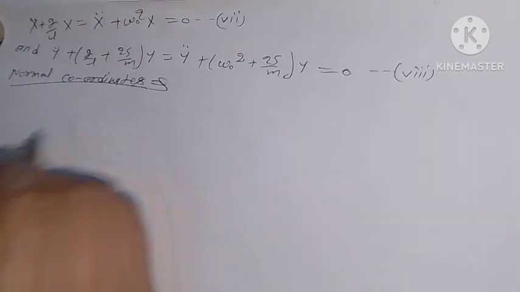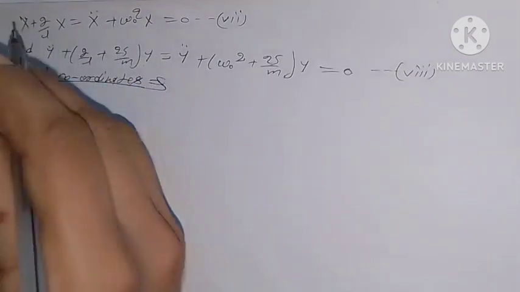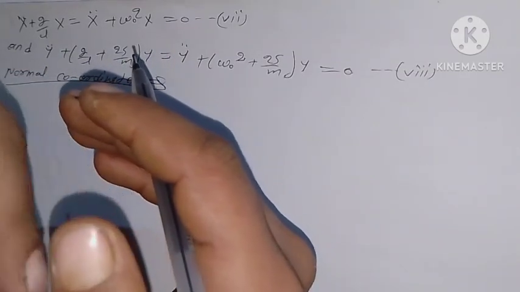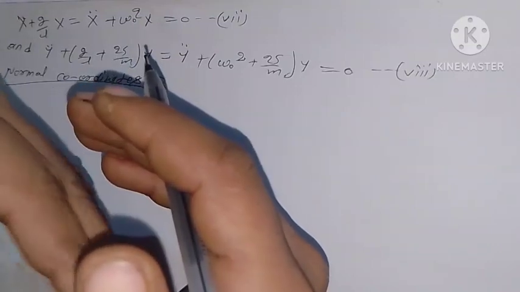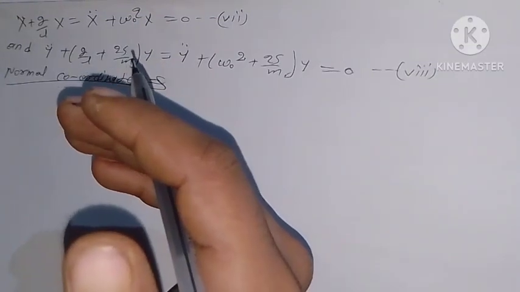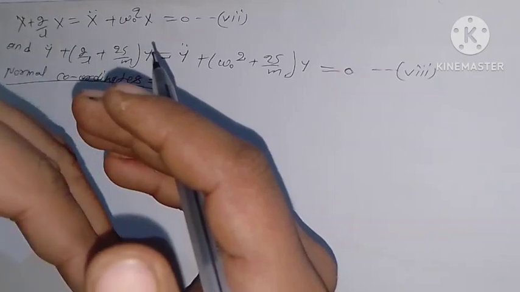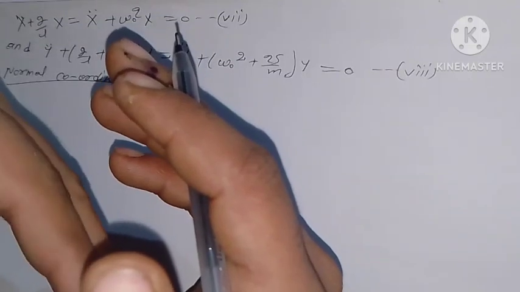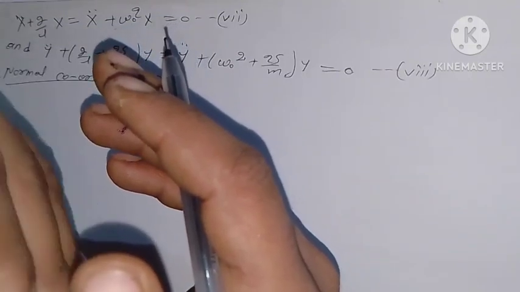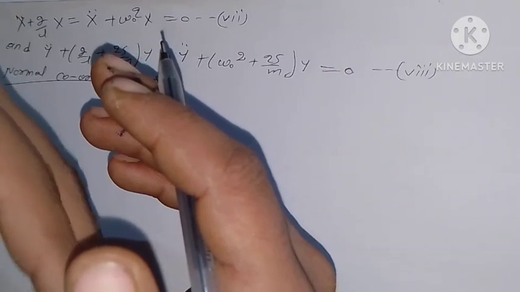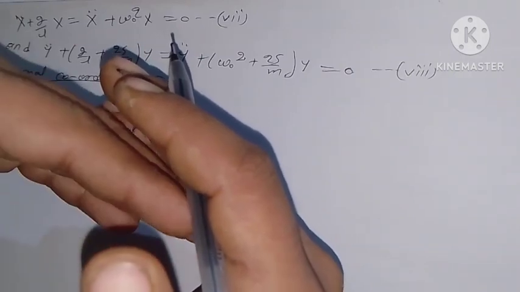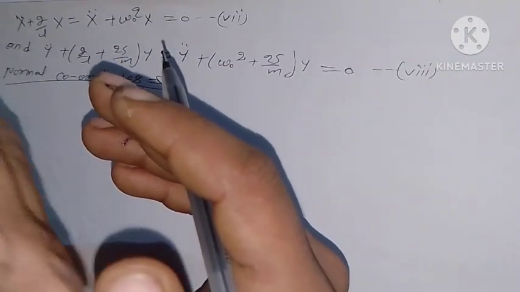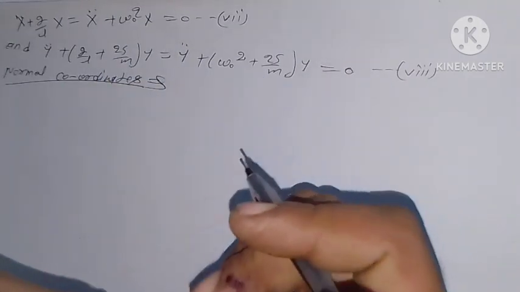Normal coordinates. It is seen that equations 5 and 6 have two variables, whereas equations 7 and 8 have only one variable. The motion of the coupled system is thus described in terms of two coordinates, X and Y. Each equation of motion is a linear differential equation of a simple harmonic oscillator with constant coefficients and only one variable. The coordinates X and Y are therefore the normal coordinates of the coupled system.